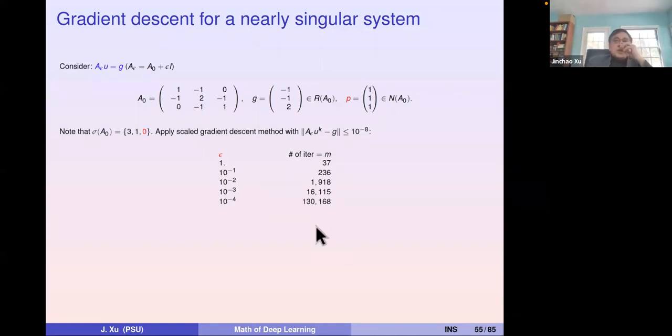This is reminiscent of training algorithms. If you train a neural network, it takes weeks. It takes a lot of iterations to converge because you have lots of data and lots of singularity there. The interesting case in this example is if you take epsilon equal to 0. If you know a little bit of linear algebra, if my right-hand side is in the range of this singular matrix, you still have solutions.